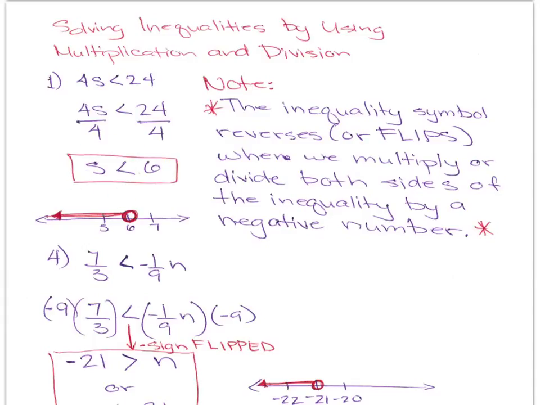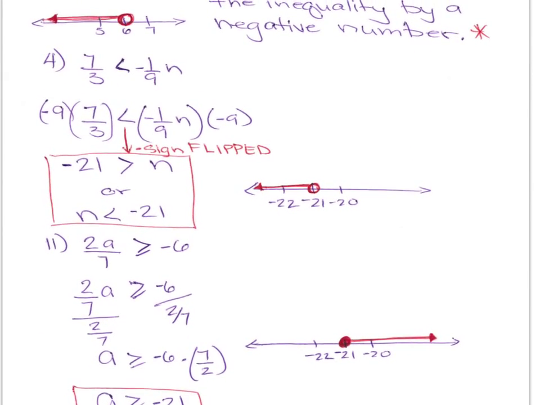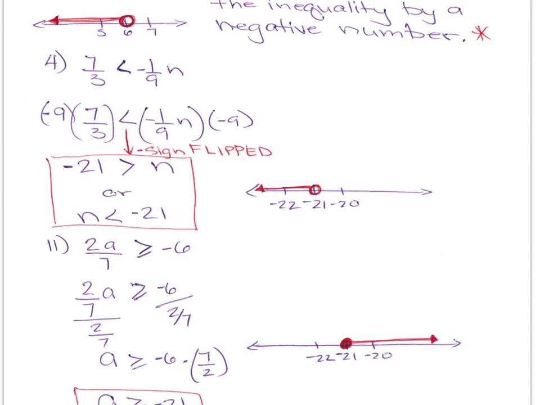Now let's look at problem 4, where you will see the sign flipping. So here's problem 4. Notice that in problem 4, we have 7 over 3 is less than negative 1 over 9 n. So I want to isolate n by itself, so I need to get rid of the negative 1 over 9. So I multiply both sides by negative 9. This would cancel out. You're going to be left with n. There's your n right there.